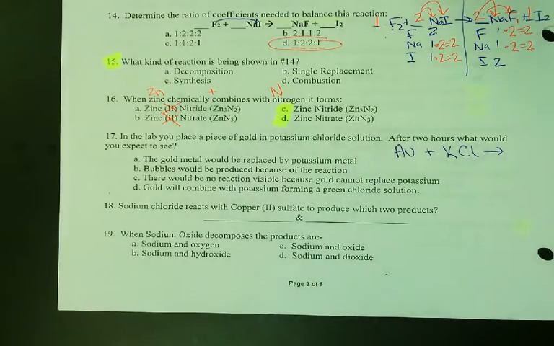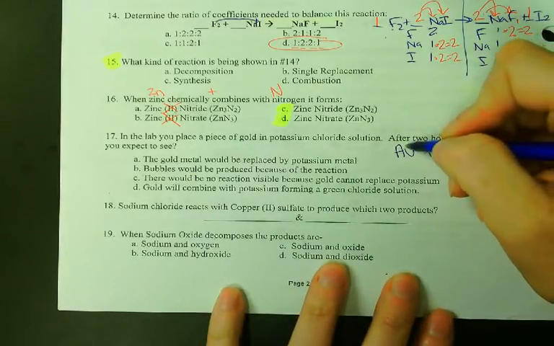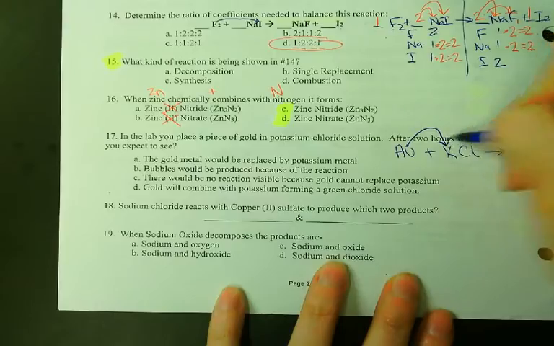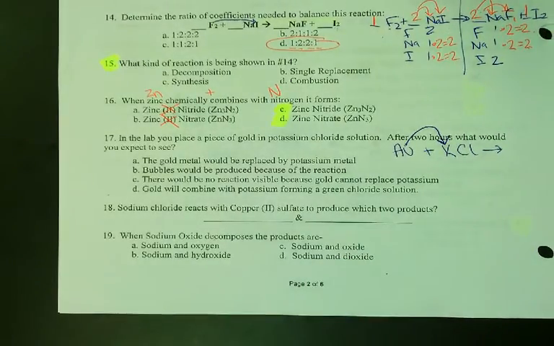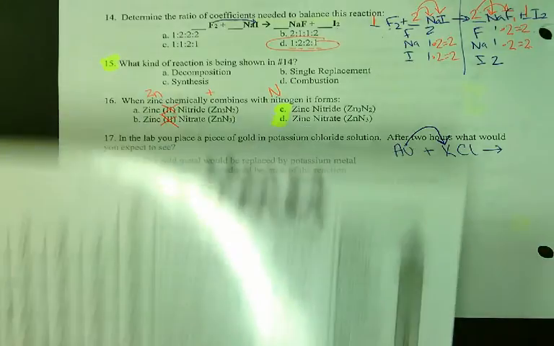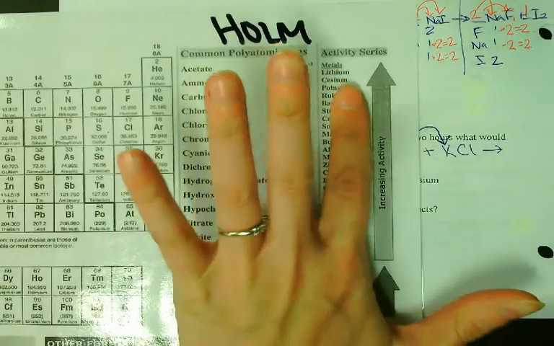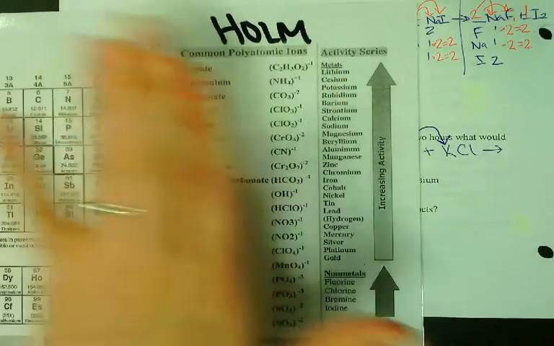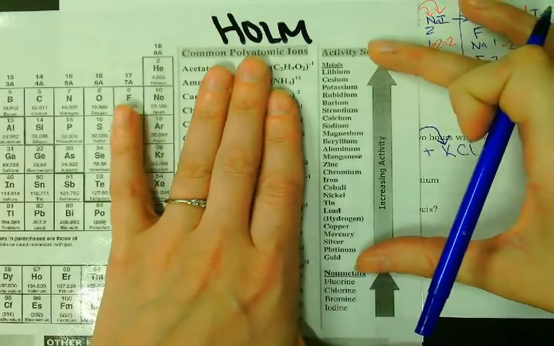Well, this is a single replacement reaction. We did single replacement with things like magnesium and iron and copper. But gold is a metal, so it is trying to replace potassium, the metal. So in 2 hours, what would we expect to see? Single replacement reactions are real special, guys. Anytime you see single replacement, you should remember to look for activity series. Anytime you see polyatomic, you look here. Anytime you see activity or single replacement, look here.